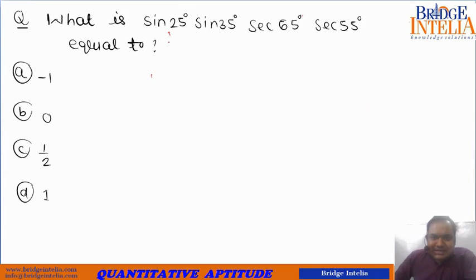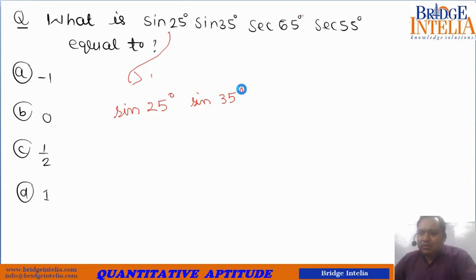So this entire expression can actually be rewritten as sine 25 degrees. So do not disturb this. Sine 35 degrees. Do not disturb even this. Now you see 65 is complementary of 25. So something has to be done about this. So sec 65 can be written as 1 by cos 65.